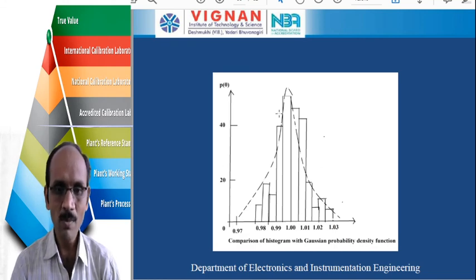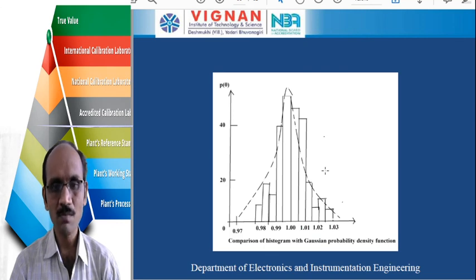From this probability density function, we can estimate the error present in any instrument, and we can also do the calibration process. Whether the calibration is good or not can be justified by seeing this histogram curve or the Gaussian probability density function.